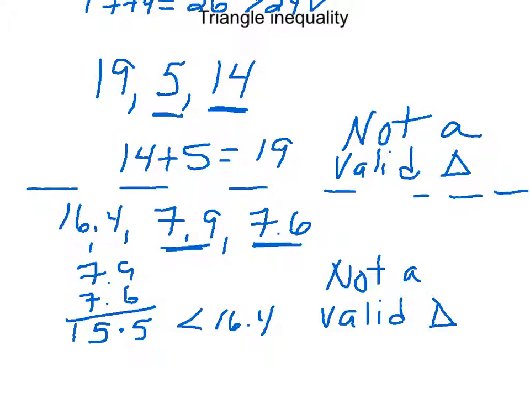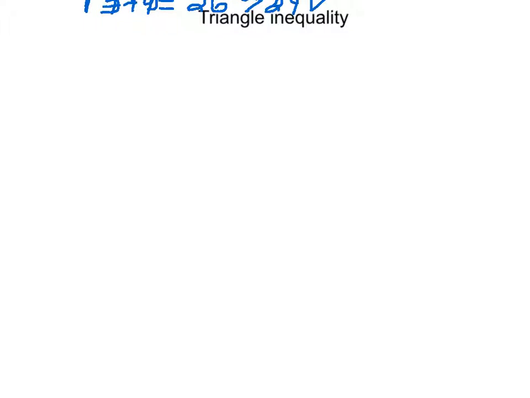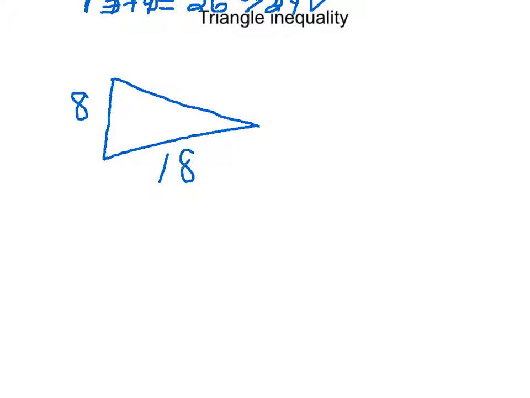Alright, let's look at this with a different slant. This time I'm going to give you a picture, and we're not going to know one of the sides, and we're going to come up with what values are possible. So here's a triangle, again, not drawn to scale. They rarely ever are. The sides are 8, 18, and x. We need to find out what values of x are valid.